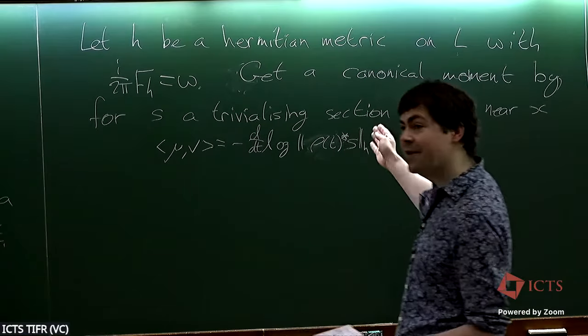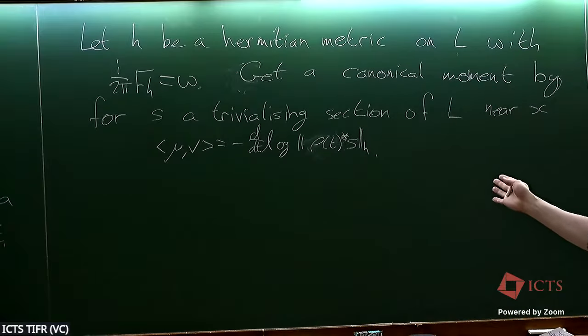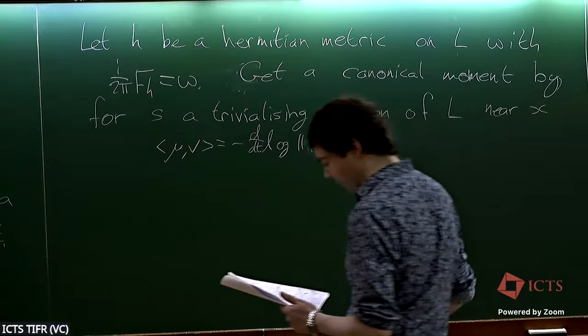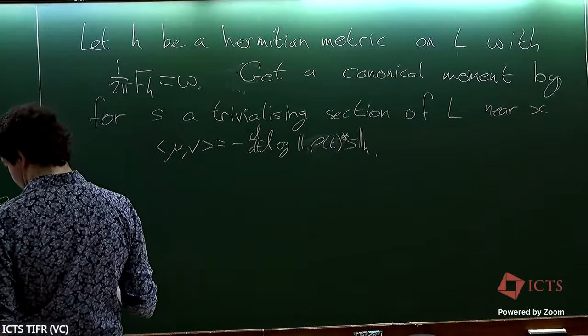Okay, so the point of this formula is just that there's a canonical way of getting such a moment map. We don't really need to make any choices. We just get one for free. Okay.